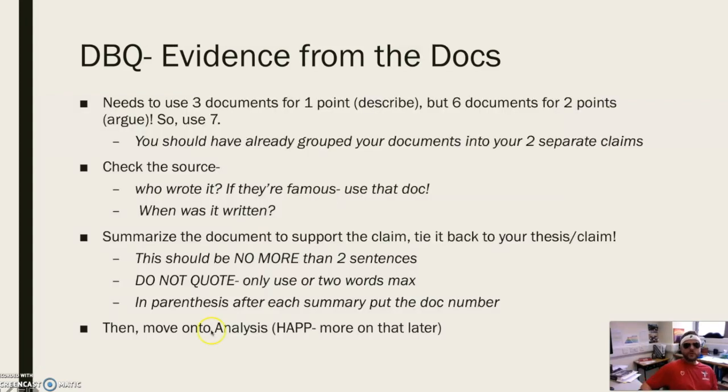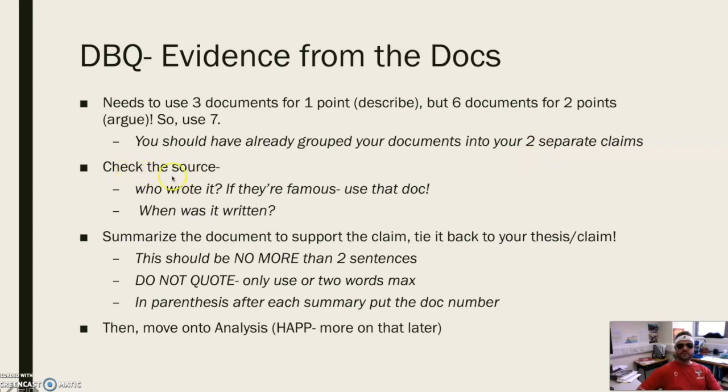All right, so looking at this, we're looking for evidence from the docs. You need to use 3 documents for 1 point, just like I mentioned, but 6 documents for 2 points for an argument. So you might as well use 7, right? Do this for all 7. At this point too, you should have already grouped your documents into 2 separate claims. You should have been like, all right, documents 1, 4, and 5, they look great for this claim, and then the rest of the documents look great for this claim. Oh, it's going to be perfect. You should have them already grouped together.